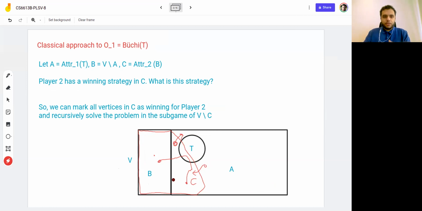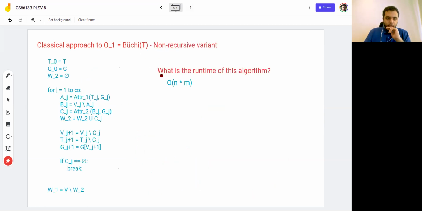Okay, so this was the classical approach to finding Büchi winning sets. And then if you remember, I gave you this pseudocode, which is basically the same as the classical approach, except that we are writing it non-recursively. Instead of doing recursion, we are doing a for loop. And basically, A_j is the A set in our j-th iteration, or the j-th recursive call, and so on.